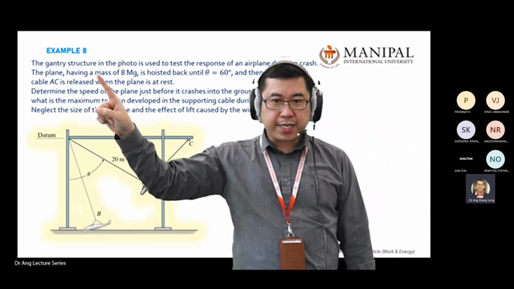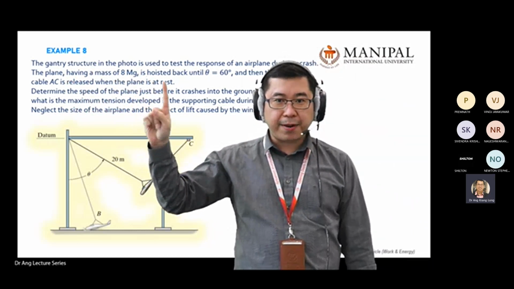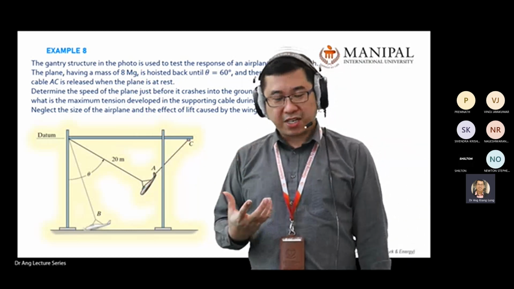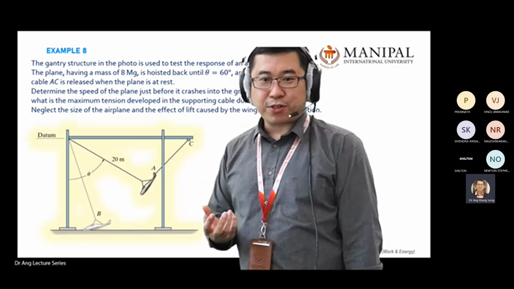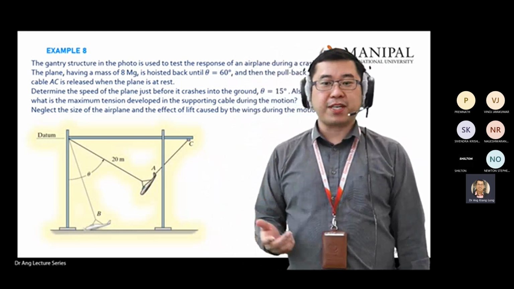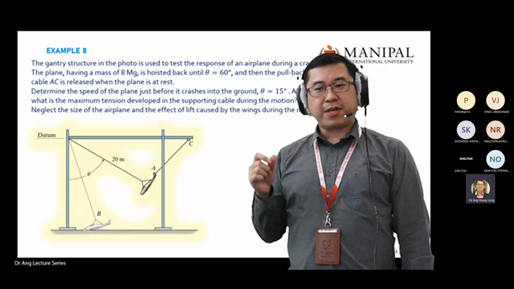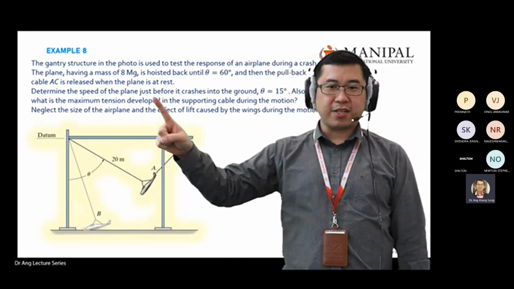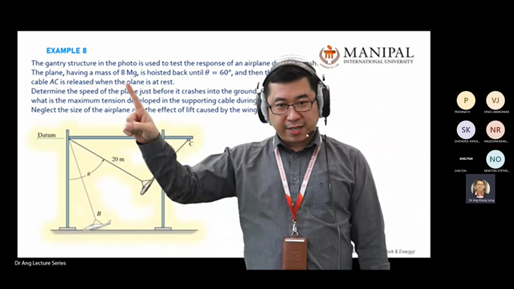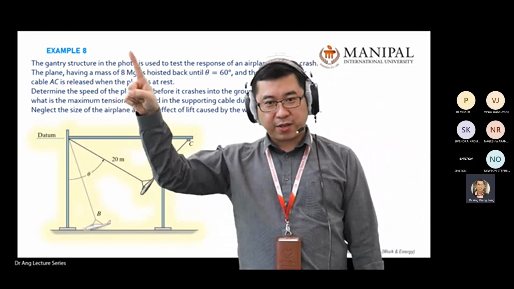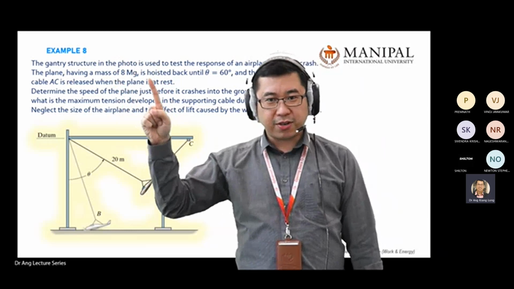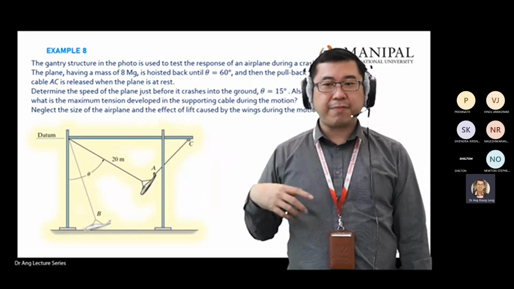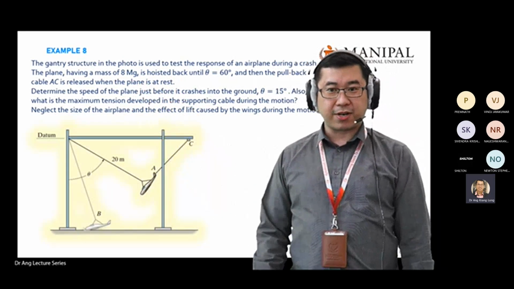So the plane has a mass of 8 megagrams. Okay, 8 megagrams. Why megagrams? It's just a trick, a trap for the student to make mistakes. They're waiting for you to make a mistake in your calculation. Why? Because the SI unit in your calculation is kilogram, not megagram. Okay, it's a signal for you not to make mistakes in your calculation. 8 megagrams, you need to change into kilograms in your calculation.